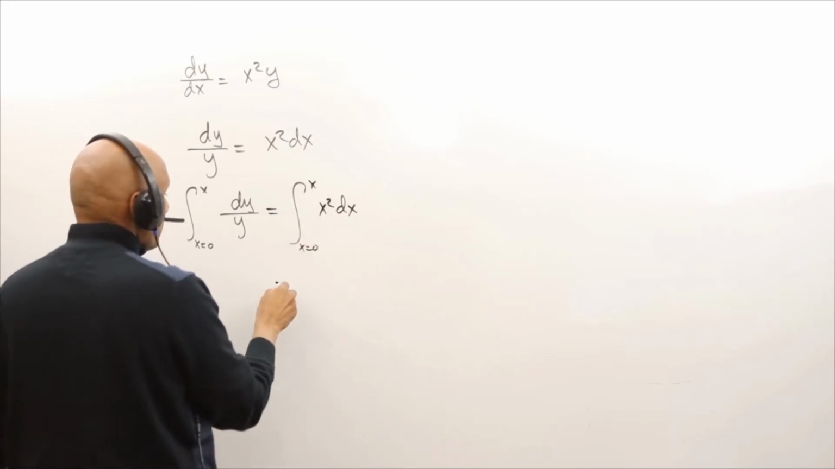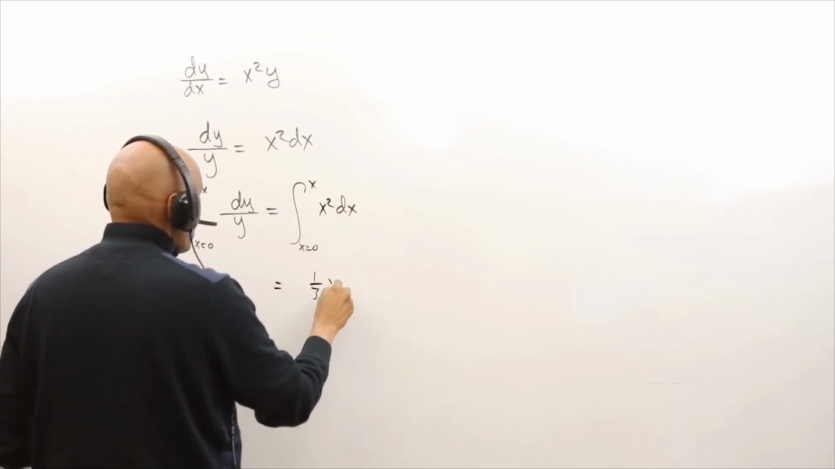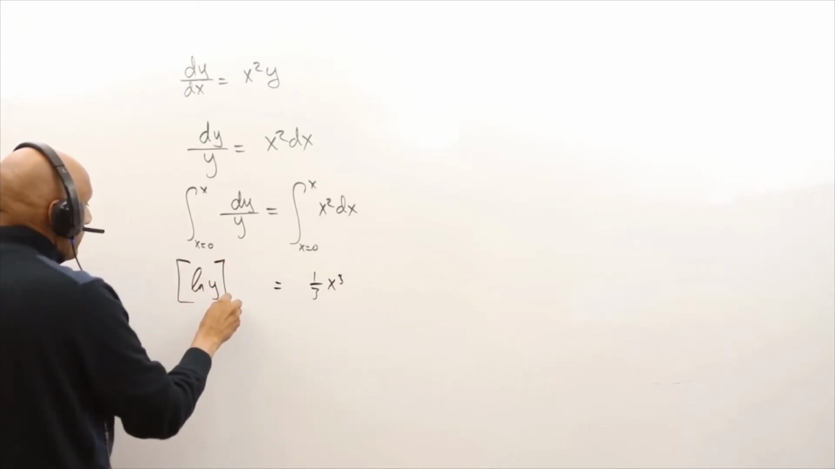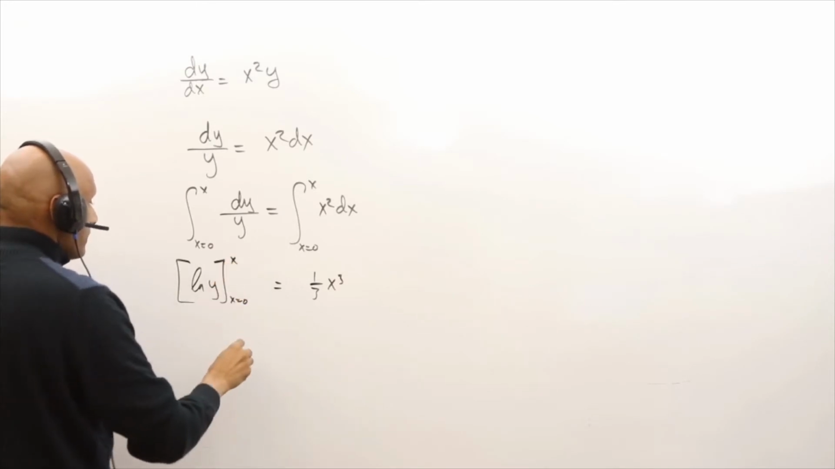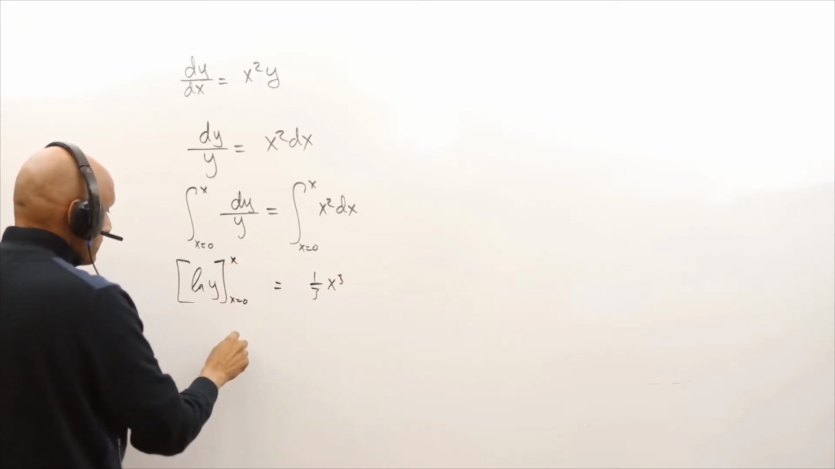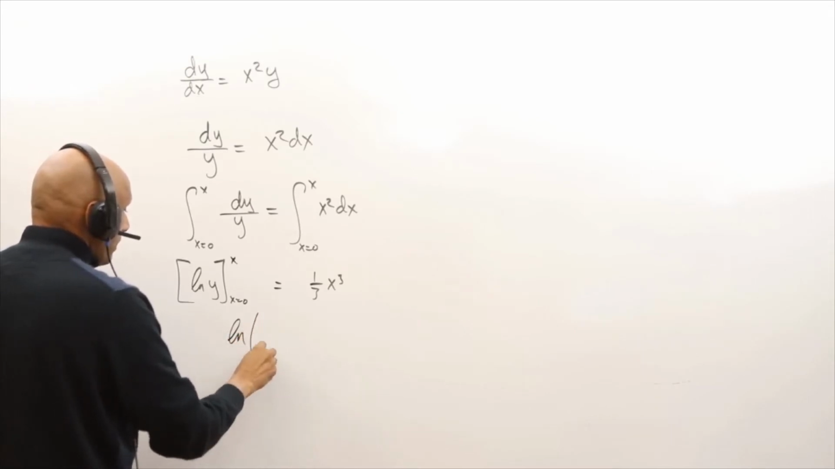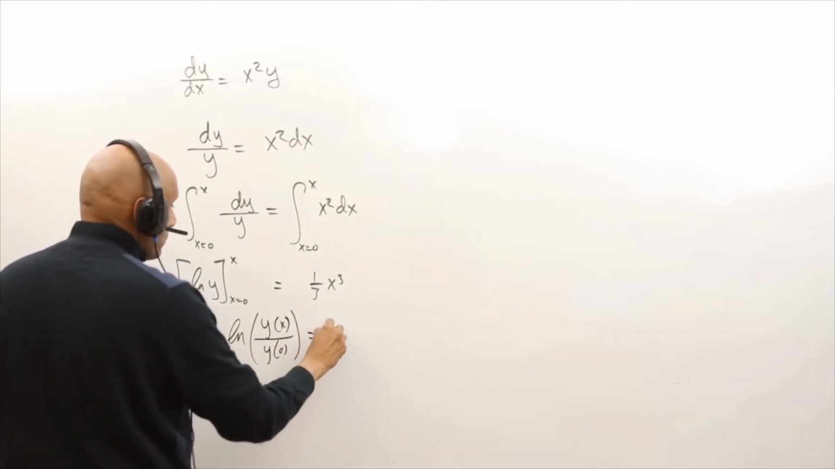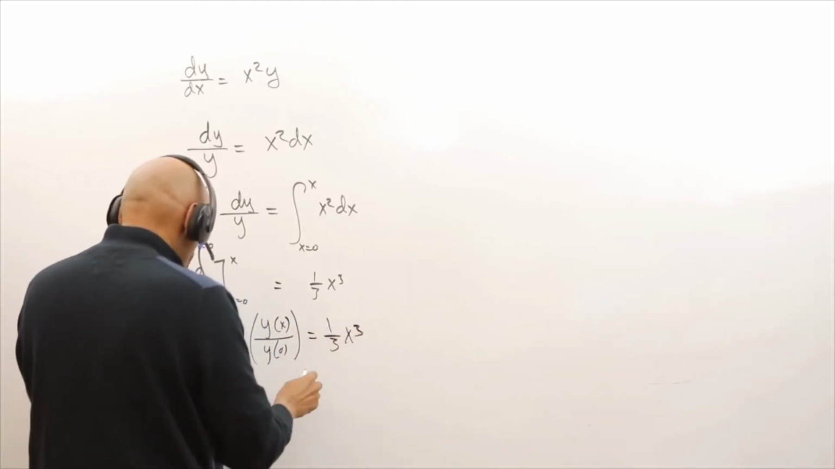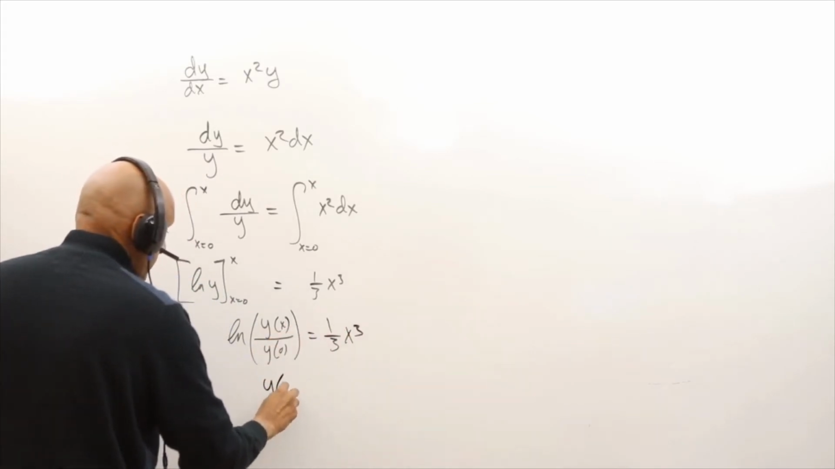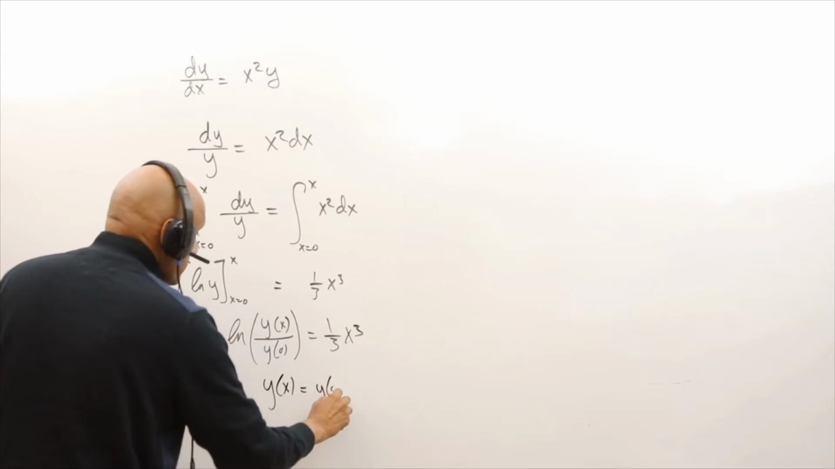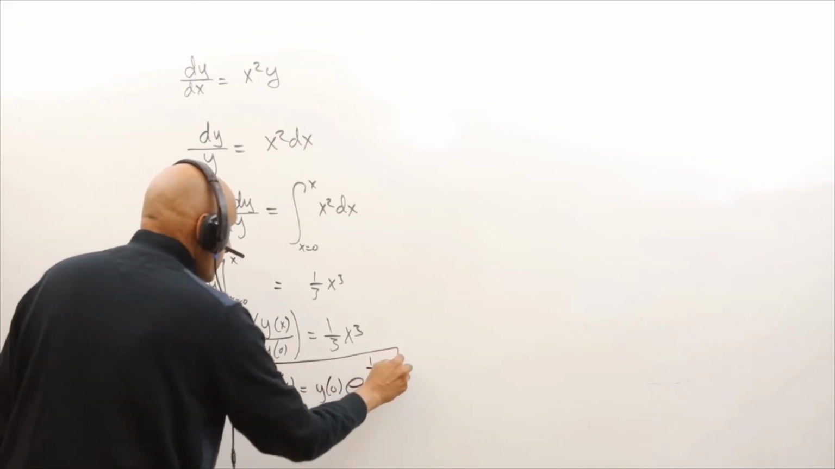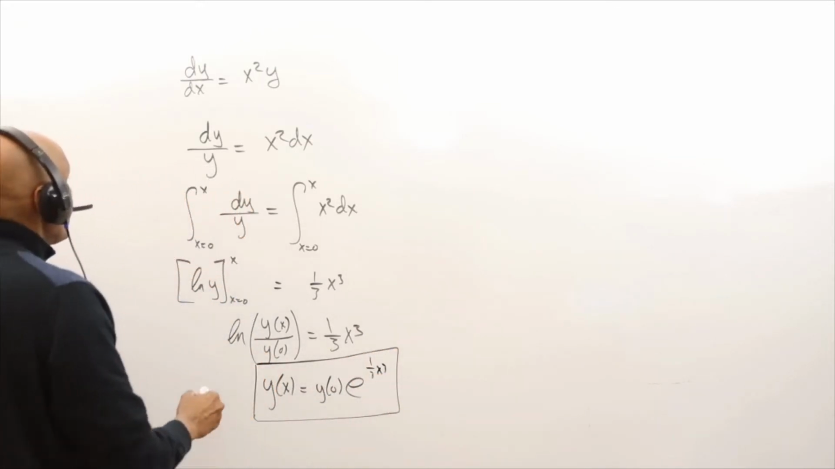We integrate this, we're left with 1/3 x cubed. On this side, we're getting a logarithm function taken from x is equal to 0 to x. And from here, we can see that this will become a logarithm of y at x divided by y at 0 is equal to 1/3 x cubed. Solving for y at x, we get y at x is equal to y at 0 times the exponential of 1/3 x cubed.